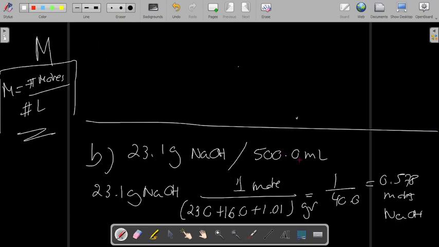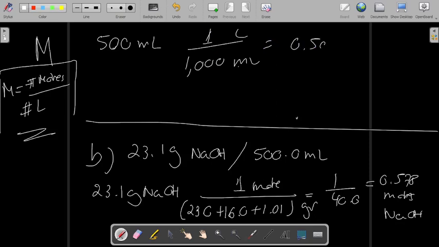But I need to know how many liters I have here. Well, 500 milliliters. I don't want milliliters, I want liters. I know 1,000 of them are in 1 liter. I do the math, and I know that I have 0.500 liters. Now I have liters and I have moles, so I can plug it into the equation.